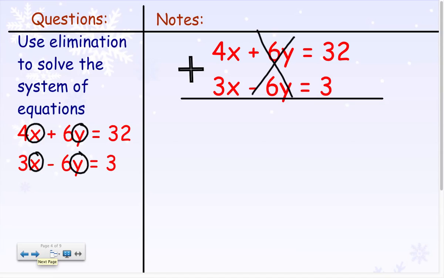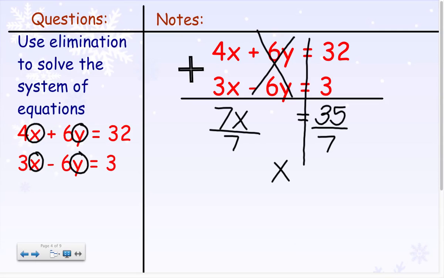So now we just add vertically. 4x and 3x make 7x. 32 and 3, they're both positive, so they'll make 35. You just look at the sign in front of the number. Now I can easily solve this by breaking up my couple and dividing both sides by 7, and I'm left with x equals 5. Now remember, this is only half of your answer.